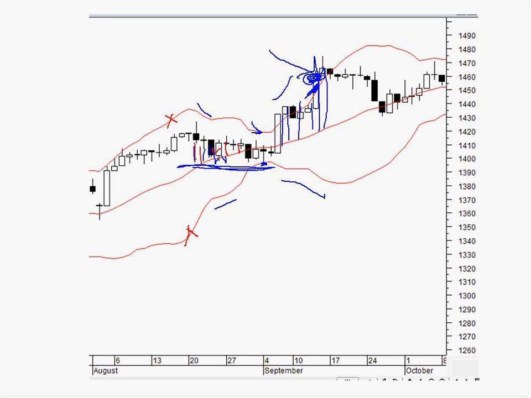So, let's go to my next slide. Okay, so how do you trade this stuff? There are a couple different ways. How are you going to view this thing? 2 ways you can do this. One would be reversals, market reversals. Try to pick tops and bottoms.